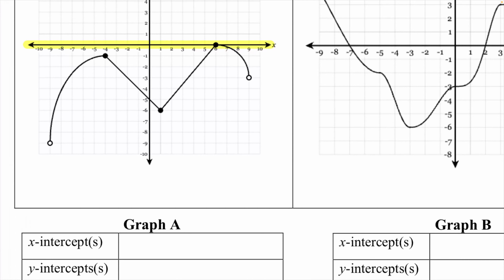What number does it cross? 6, right? 6, comma 0. That point right there. So we're going to write that down.